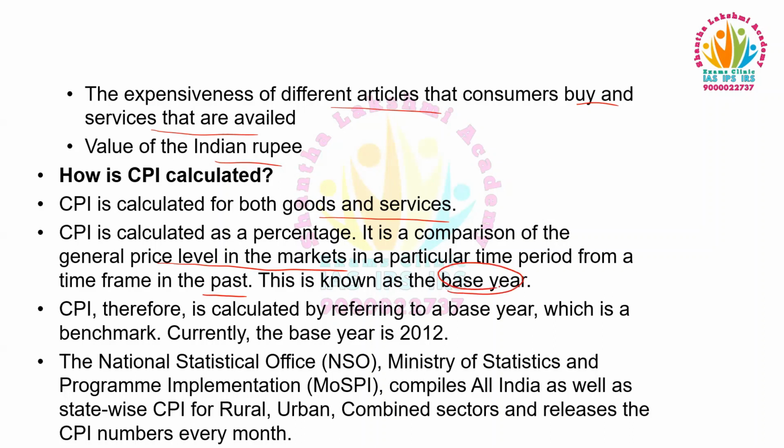CPI, therefore, is calculated by referring to a base year, which is the benchmark. Currently, the base year is 2012. The National Statistical Office, Ministry of Statistics and Programme Implementation, compiles all-India as well as state-wise CPI for rural, urban and combined sectors and releases the CPI numbers every month.